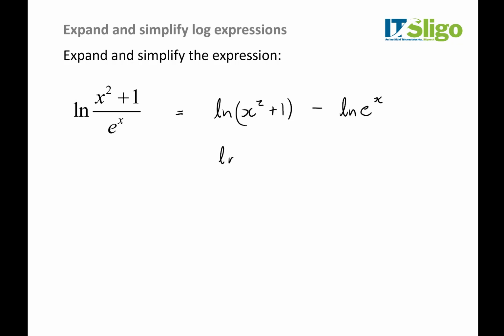Not much else to do. The natural log of x squared plus 1. And here, guys, minus the natural log of e. They're inverse functions. And then we get this. So I hope that makes sense.